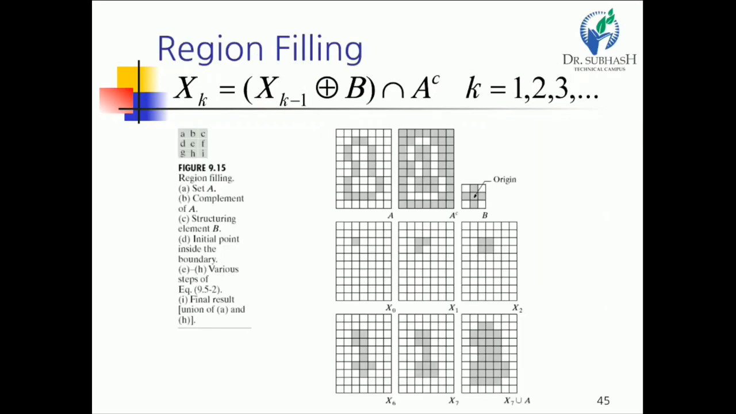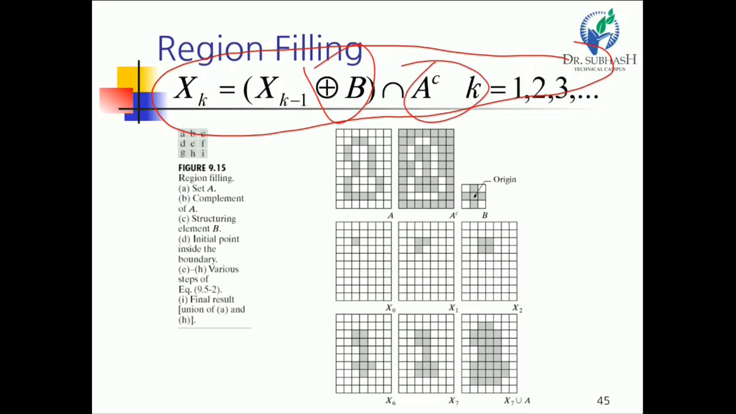Now region filling. In region filling the function can be represented as X_k equals, inside the bracket, X_{k-1} dilation with B, intersected with the complement of A, where k equals 1, 2, 3 up to n minus 1. The same function can be represented with this image.